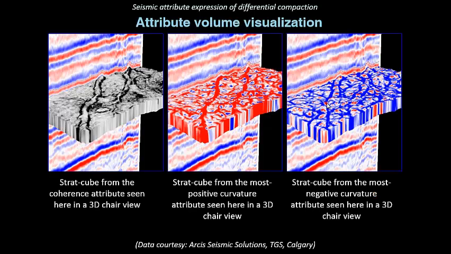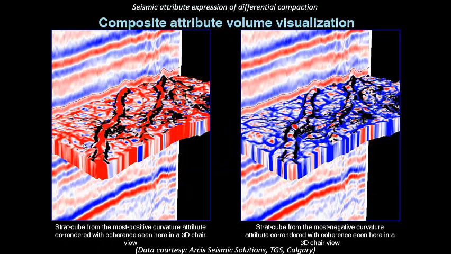And here is a comparison of all three, where you have positive curvature shown in the middle, negative curvature to the right, and coherence to the left. Notice again the channel, it looks more like a python going that way. There are in fact two of them there. So again, bringing the negative curvature, positive curvature on the displays, strat cubes, and then you have your coherence brought on with the use of transparency.